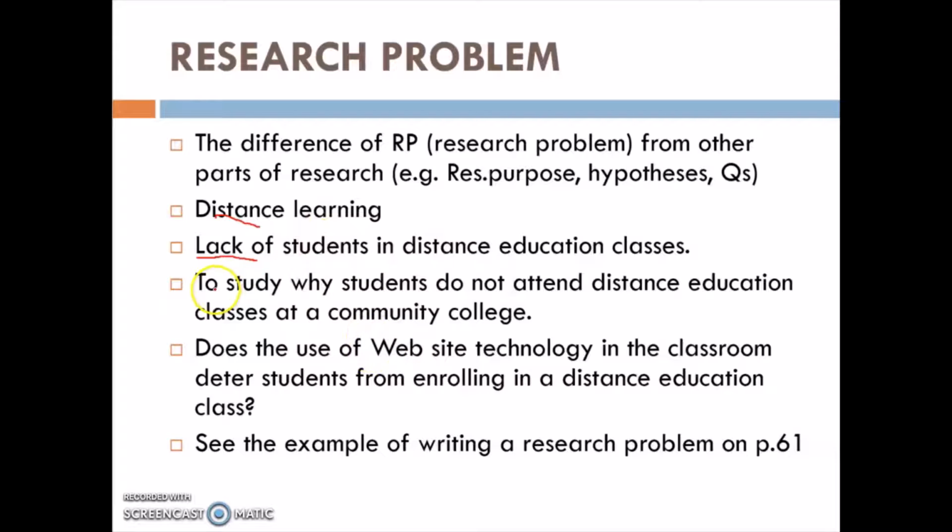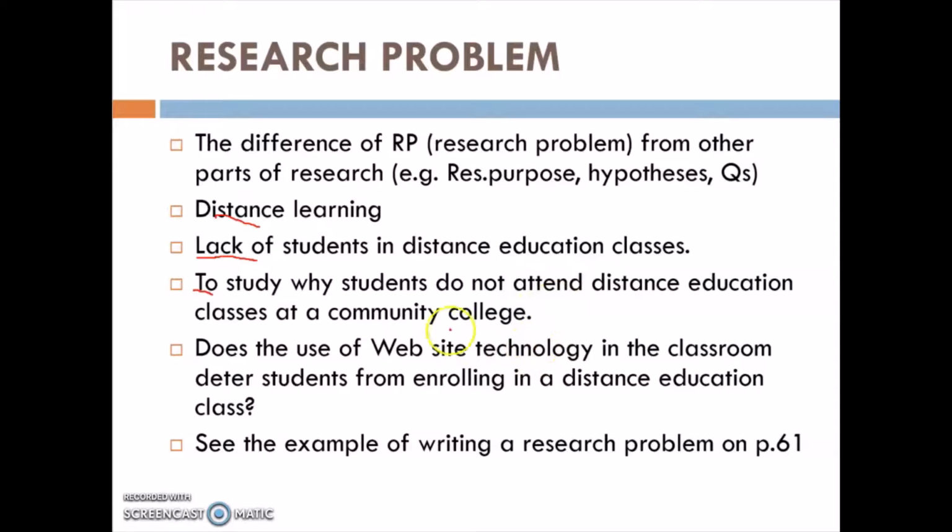So the researcher probably wants to see why few students enroll, not many. And then when it comes to this, this is the purpose. Notice the purpose: you start with the word to, or you can use the word if you want to write down your research purpose. The main aim or the purpose of this research is to study why students do not attend distance education classes. So please pay attention to this word, to study, and then the paraphrasing. Why students do not attend distance education. Pay attention to this word, do not attend.